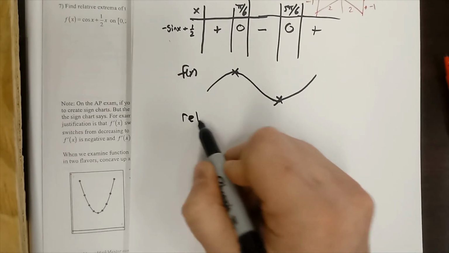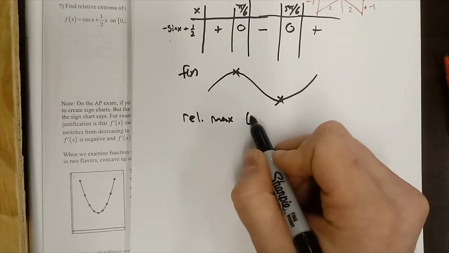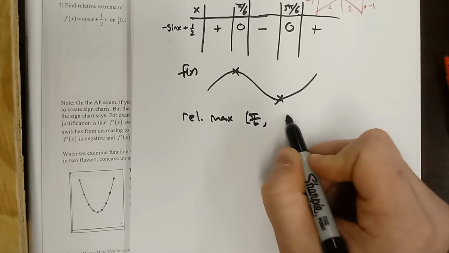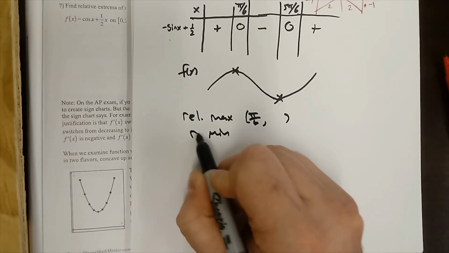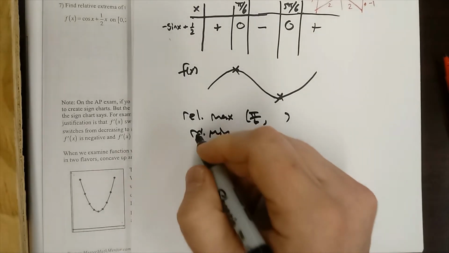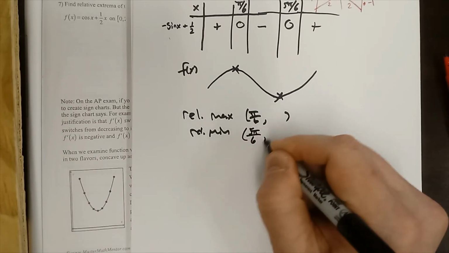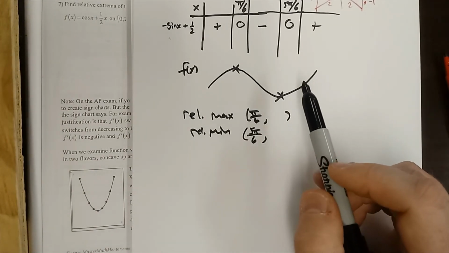So we can say relative max at pi over 6. So pi over 6, comma, something, min. I'm just writing REL max, REL min at 5 pi over 6, comma. So we'll have to find them.